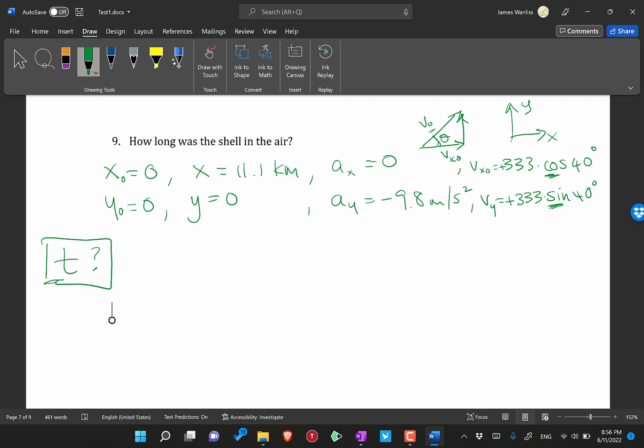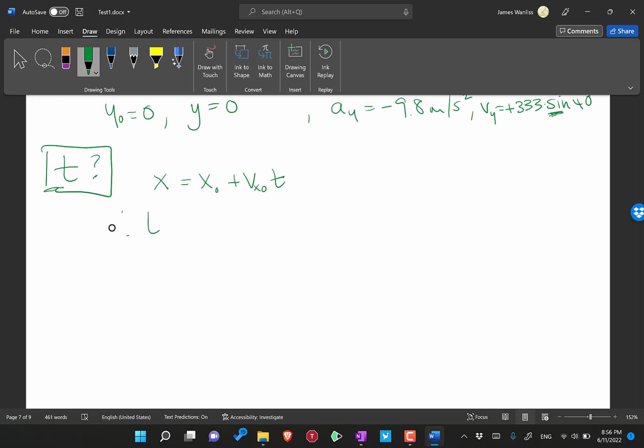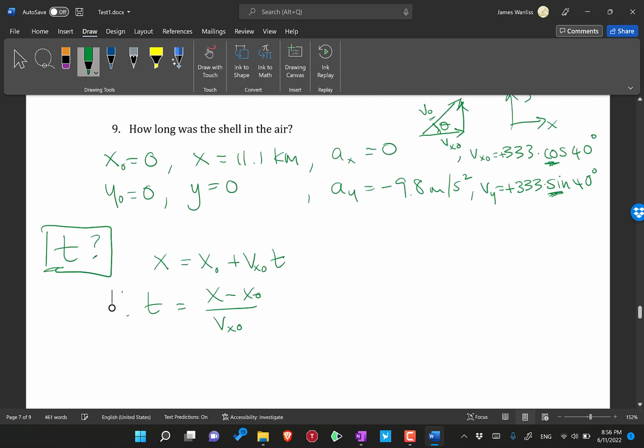Okay, I'm going to choose this one. Let's see, x equals x0 plus vx0 times t. T is x minus x0 over vx0. Let's see, I've got everything I need here. I have x0, I have x. There's vx0, so I'm good to go. Let's go ahead and plug everything in.